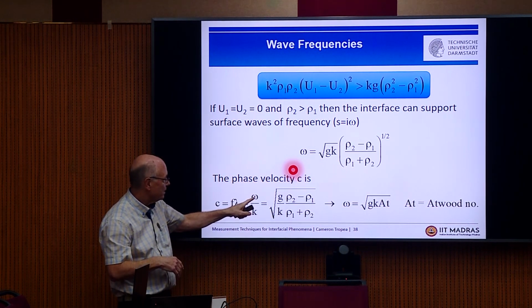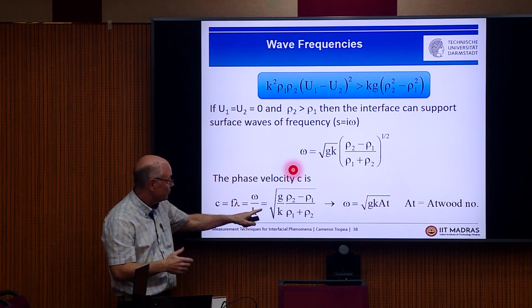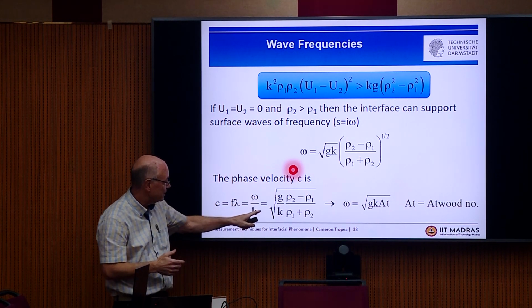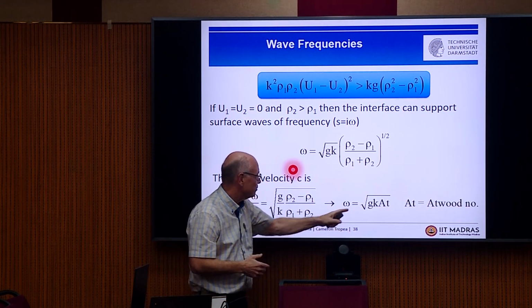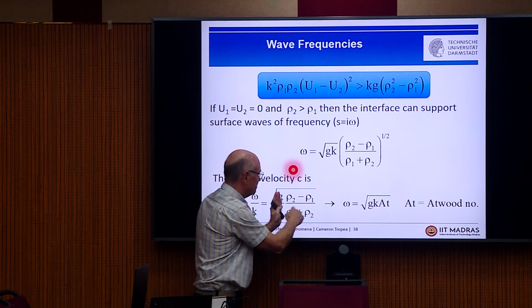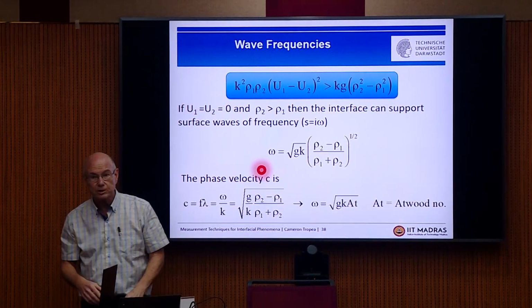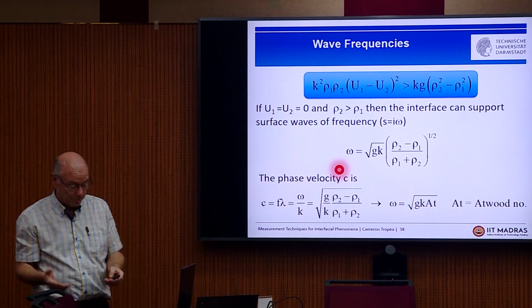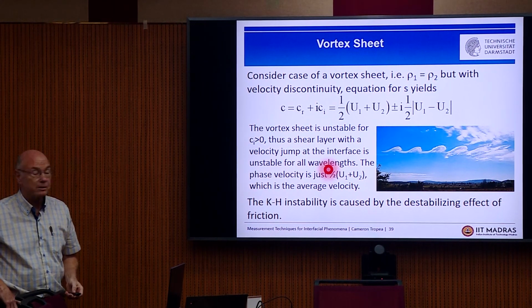And we know s is i omega, so we had the s equation. We can take the s equation divided by k, and we get this. Then we define the square root of that as the Atwood number, and we get this rather simple equation. Okay, so that also is unstable for certain conditions, and that's what we see here.